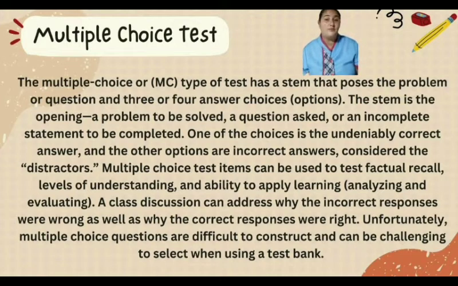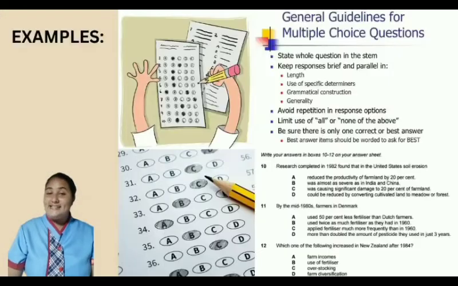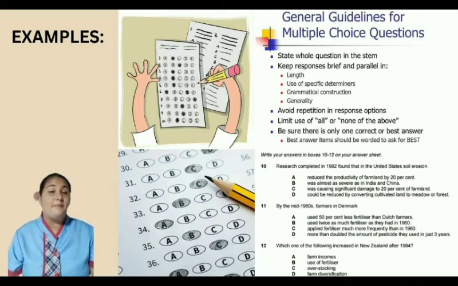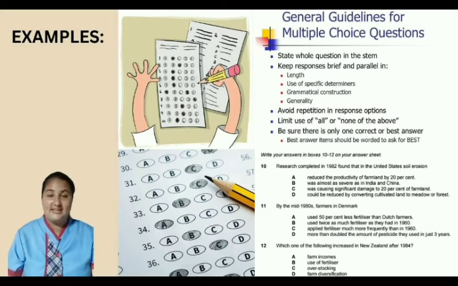With a multiple choice response format, a large number of different topic areas or tasks can be covered within the same test, and the questions are easy to score. Unfortunately, multiple choice questions are difficult to construct and can be challenging to select when using a test bank. Because all potential answers must be chosen by some candidates, it is also time-consuming to write good questions. Shown in this slide are some examples of multiple choice and general guidelines that may help us in creating this type of test efficiently.